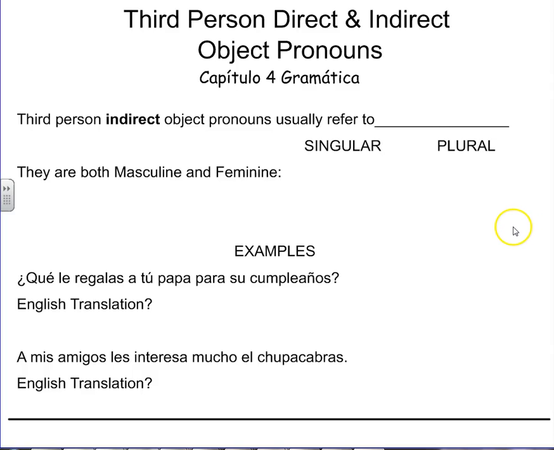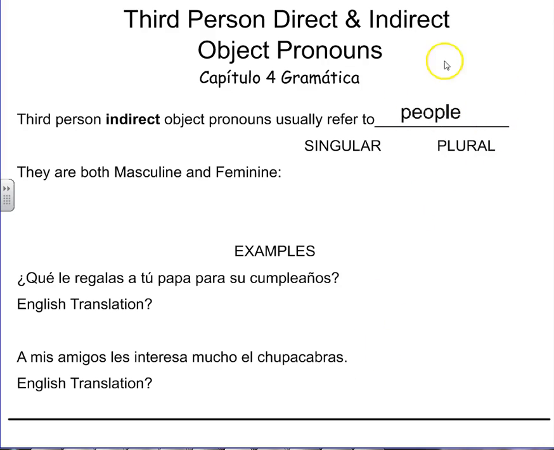This is Señor Irvin, and this is a quick lesson on something called third-person direct and indirect object pronouns. This is part of Capítulo 4 Gramática. Anyway, third-person indirect object pronouns are something that usually refer to people. I'd probably write this down somewhere for yourselves, as there will be a quiz after this whole thing.